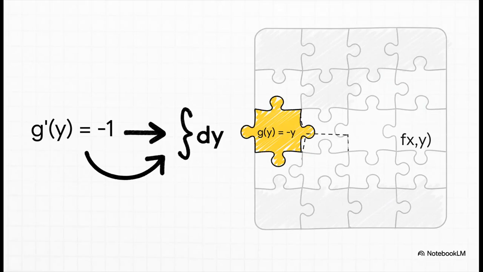We just need to find g of y, and we know its derivative is -1. Well, what function has a derivative of -1? We just integrate it with respect to y, and that gives us -y. That's it. We found the last missing piece of the puzzle.